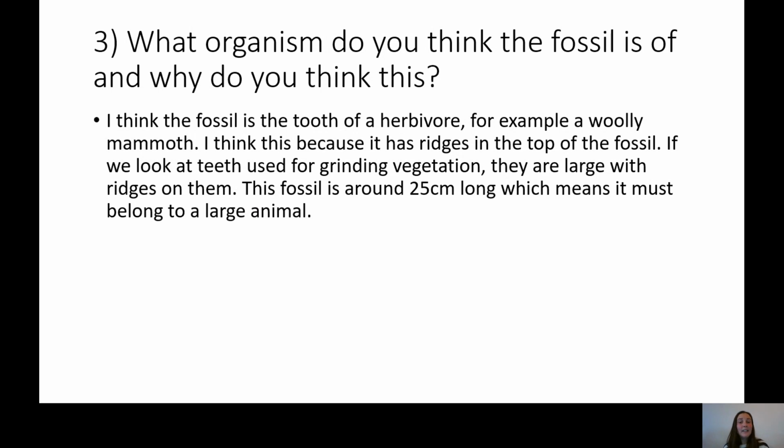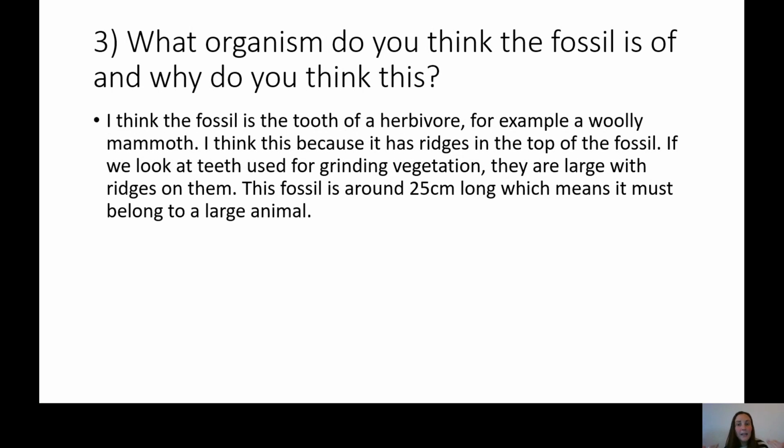And then I'm going to explain why I think this. So I think this because it has ridges in the top of the fossil. If we look at teeth used for grinding vegetation, they are large with ridges on them. This fossil is around 25 centimetres long, which means it must belong to a large animal.